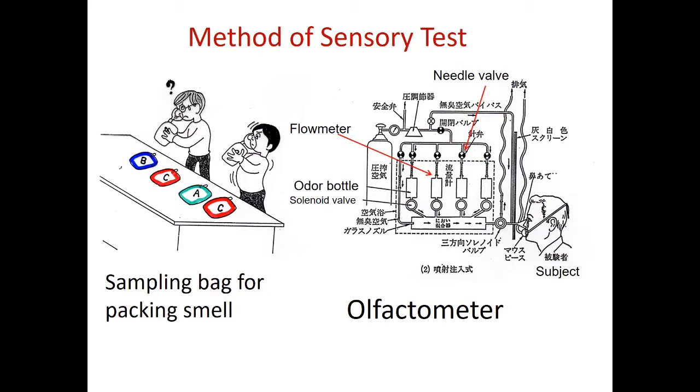Another method is this, an olfactometer. An olfactometer is a little bit of an expensive machine. Here is a water bottle, and here is a flow meter. Each odorant bottle's flow is controlled by that barrel, and after that, they are mixed. This is a mouthpiece and here is a subject. The smell is sent into that subject. This one can control the sniffing condition precisely, but the system is a little bit bigger, and it takes much time to do that.